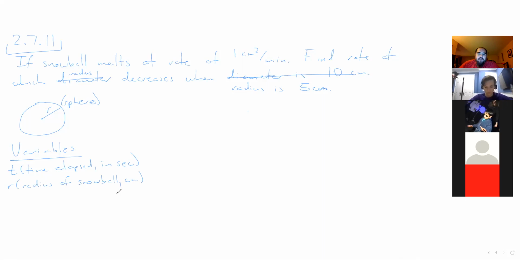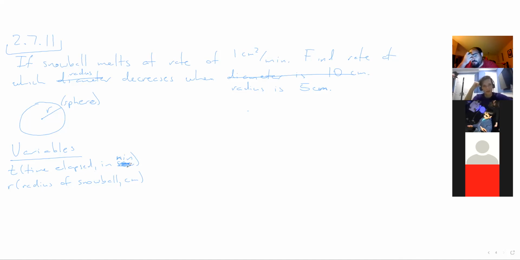Is there anything else? Yeah, there's one more thing we need: the rate that you're given. So the rate I'm given, what is that a rate of? It's the rate of melting. Right, it's how fast the snowball is melting, but what's it a measurement of? Like what unit is it? Minutes. Well, time is. That's not what I was getting at, but yeah. So what measurement of the snowball is that rate given in?